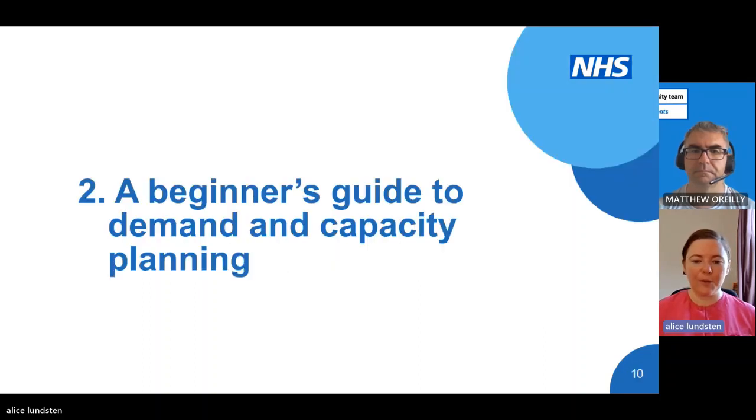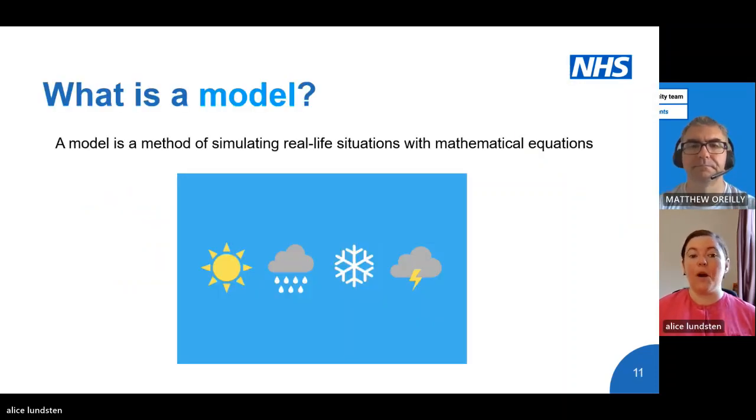So with the health warnings sort of out of the way, let's look at what actually the beginner's guide is. So what is it that we mean by a model? So a model at its simplest is a way of simulating a real life situation with mathematical equations. So you've got something that's happening in real life and you want to be able to understand it and think about what might happen. So we've got these weather symbols on the screen because one of the forms of modelling and forecasting that a lot of us are really familiar with are weather forecasts.